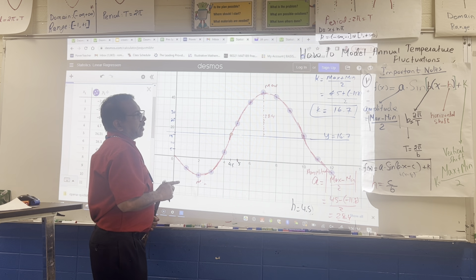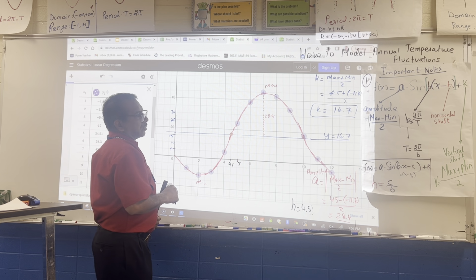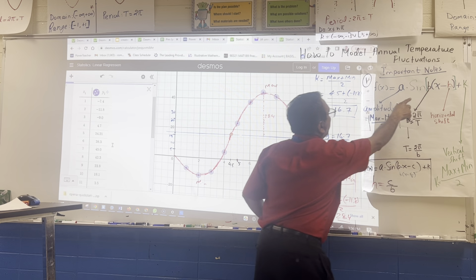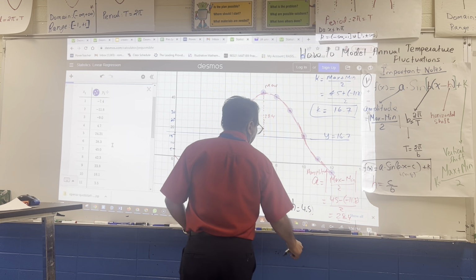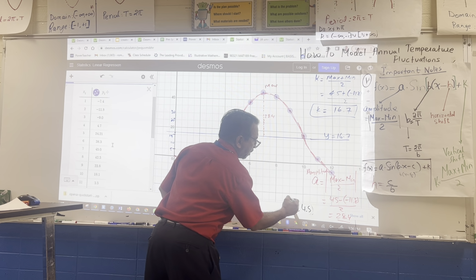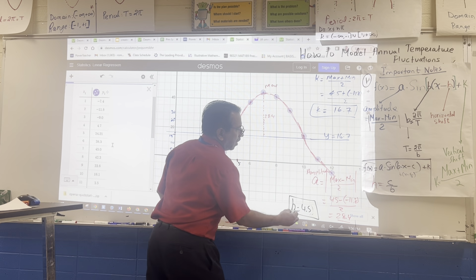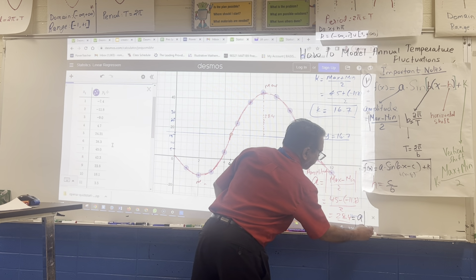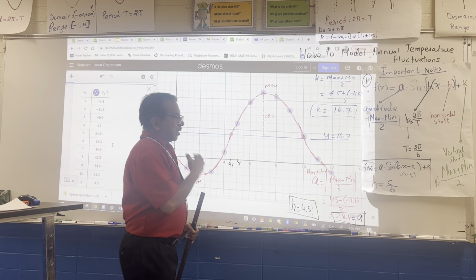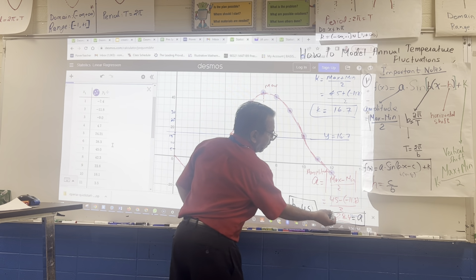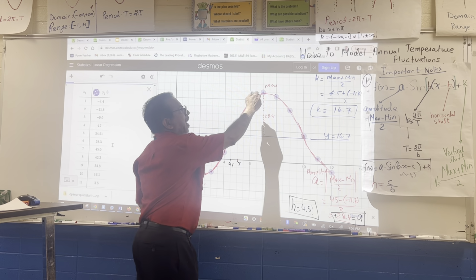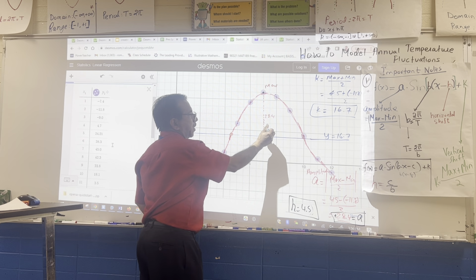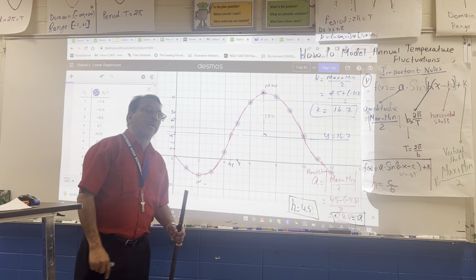So what are the things we needed? The B part. So what is this B part? We now know what the H is. This is the horizontal shift. That's the amplitude. Amplitude is always positive. How far is the maximum from the midline y equals 16.7.